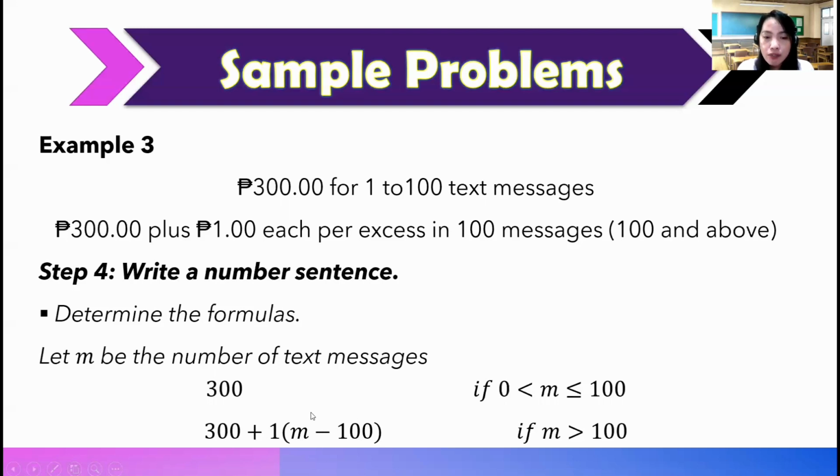Take note, this formula is only applicable if M, or the number of text messages, ay above or greater than 100. So, ibig sabihin, magsisimula tayo dito, 101. Kasi yung symbol is greater than, walang guhit sa baba. Ibig sabihin, itong 100 hindi kasali sa interval. Magsisimula na siya sa 101, 102, 103, and so on and so forth. So these are the formulas.